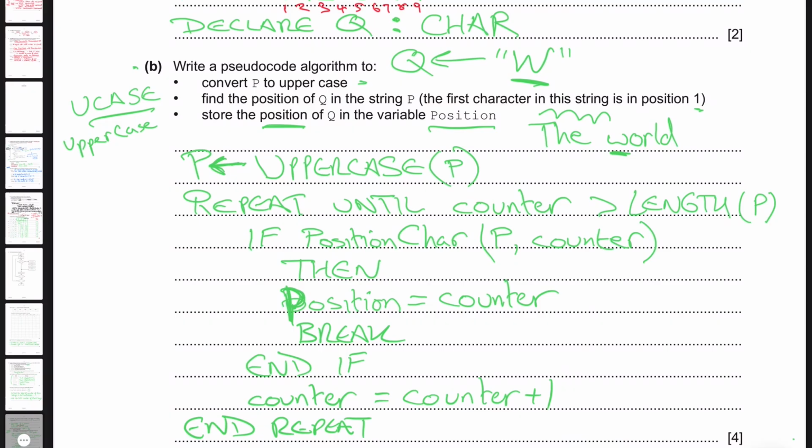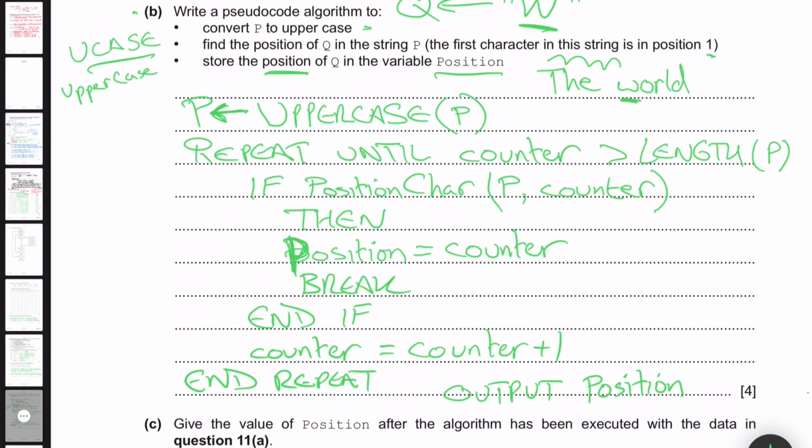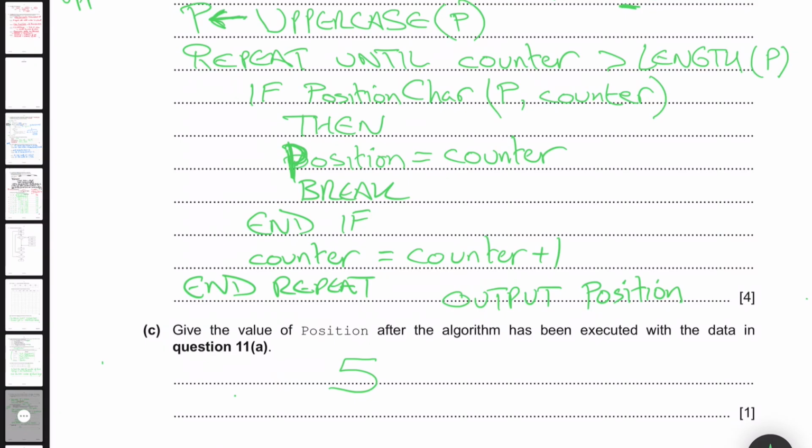But what it's not doing, which I'm surprised about, is outputting the position of Q. I'm going to just add at the end output position. Output position, and it should, because we did it a little bit ago, give us the value 5. Okay, so that's it. A little bit of confusion there, but that is it.